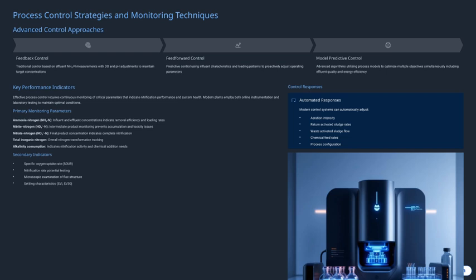Increasingly, plants are adopting artificial intelligence and machine learning techniques to further optimize performance, reduce energy consumption, and minimize chemical use. Ultimately, the goal is to create a resilient, efficient system that responds intelligently to changing conditions.